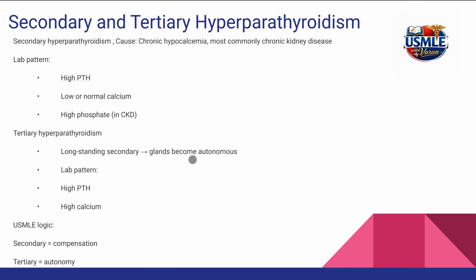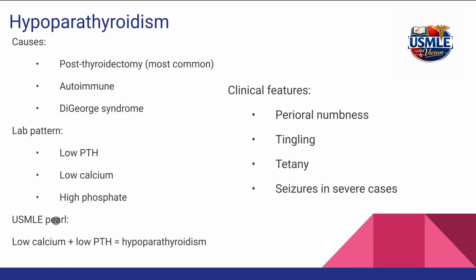Secondary and tertiary hyperparathyroidism. Secondary hyperparathyroidism is due to chronic hypocalcemia, usually due to chronic kidney disease, whereas tertiary is autonomous PTH after long-standing secondary hyperparathyroidism. In secondary, the labs show high PTH, low or normal calcium, and high phosphate in CKD. In tertiary hyperparathyroidism, after long-standing stimulation, the glands become autonomous. The laboratory pattern includes high PTH and high calcium. Secondary, there is compensation. Tertiary, there is autonomy.